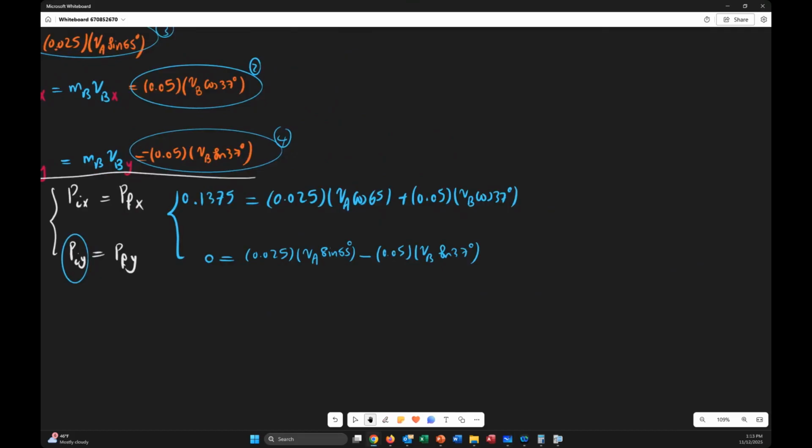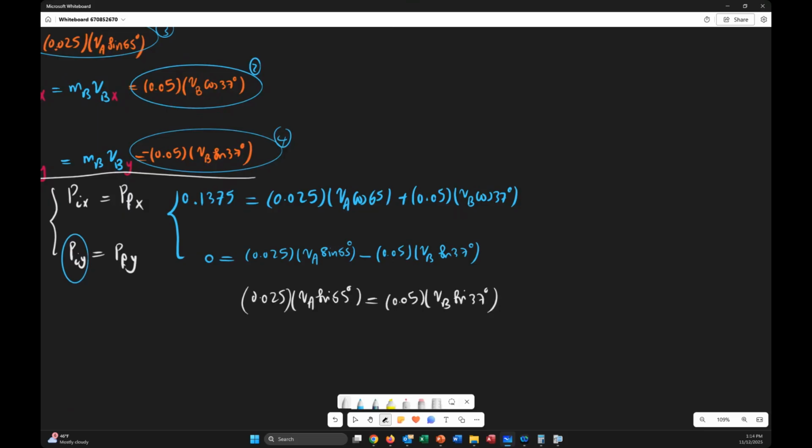I think it's better to use this one, because we can solve for B or A. Okay, let me just change my color. So you see here, 0.025 VA sine 65 equals 0.05 VB sine 37. Good? Which one do you want to solve?